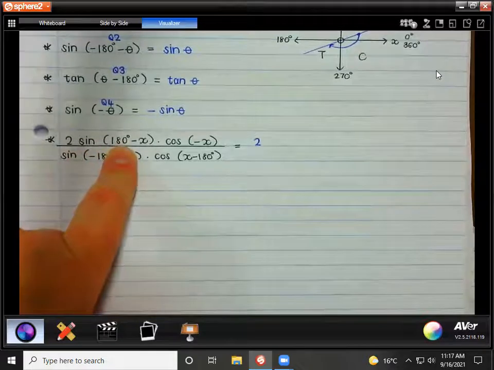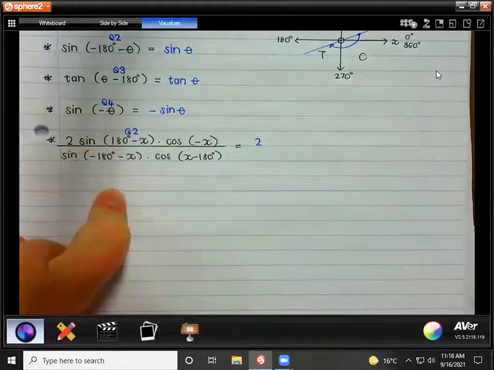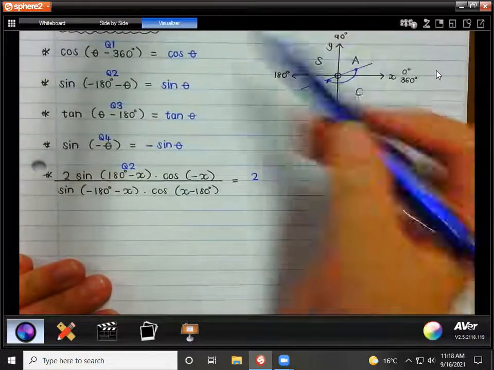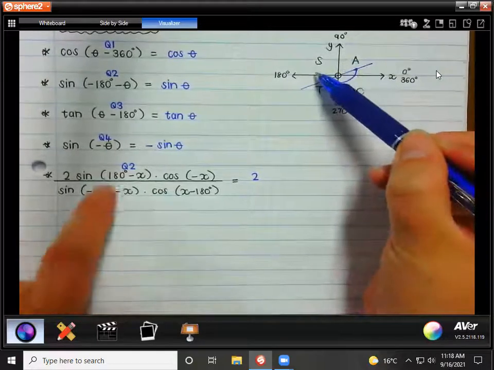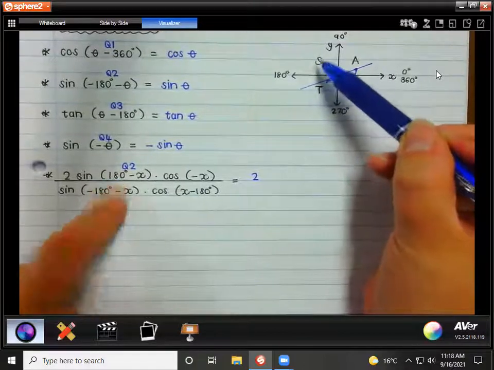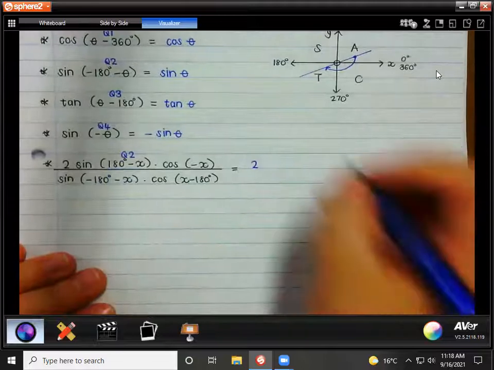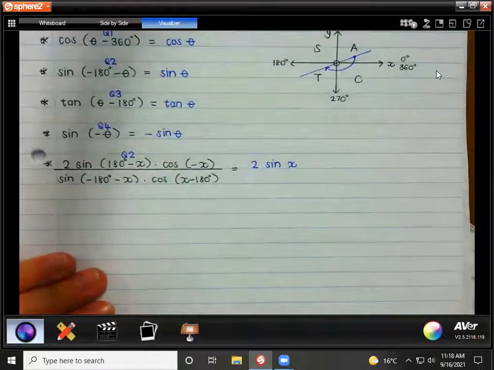180 minus x, we know that that is in quadrant 2. If you forget that, guys, you can use the same approach that we used for these top angles. You can think, okay, 0 is here. We're going to 180. And now we are subtracting an acute angle from it. And that lands us up in quadrant 2. What is sine in the second quadrant? Positive. So this just becomes positive sine x.